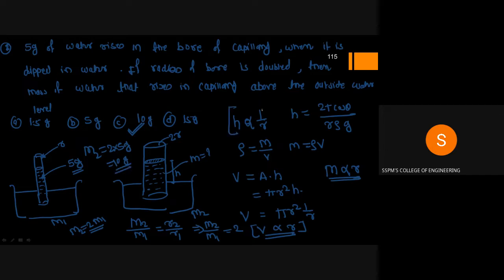So the basic equation is h inversely proportional to r. Then mass is equal to density times volume, so mass is proportional to the volume. Now volume is area into height. As height is inversely proportional to r, I will just put the value 1 by r directly for h. So volume becomes proportional to r, because r square and r get cancelled, so it is pi r. So we can write V proportional to r. As V is proportional to r, m is proportional to r. And then we can write this formula: m2 by m1 is equal to r2 upon r1.